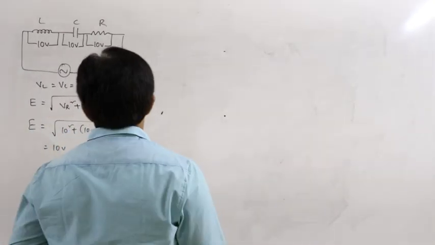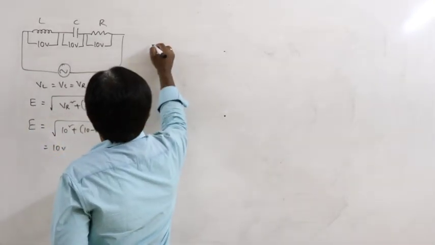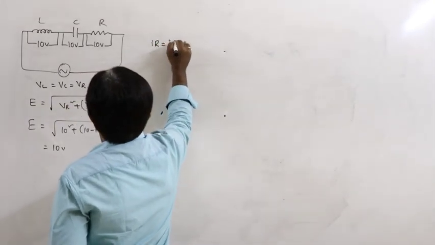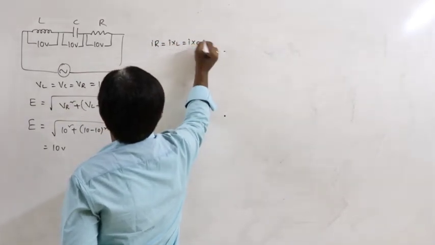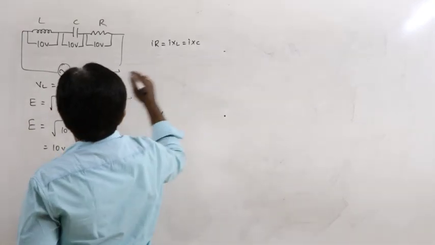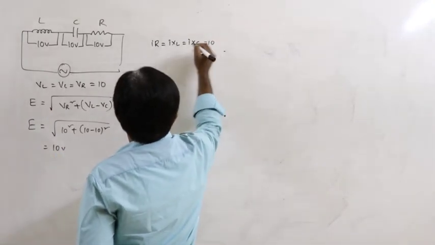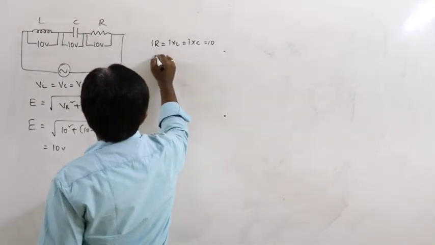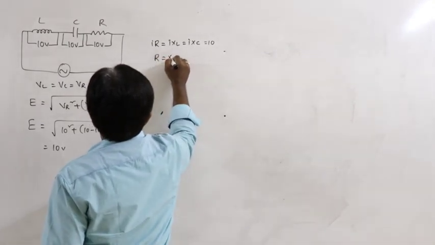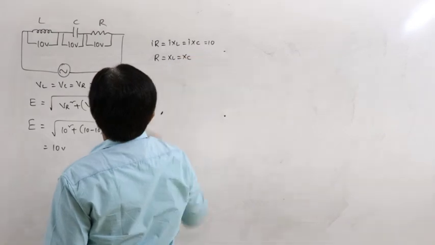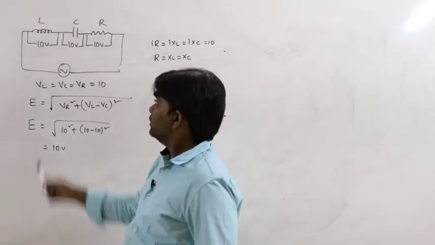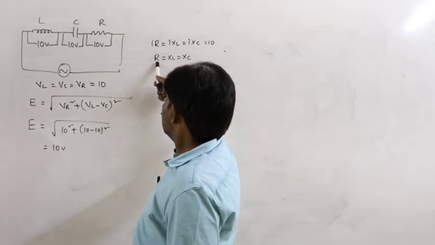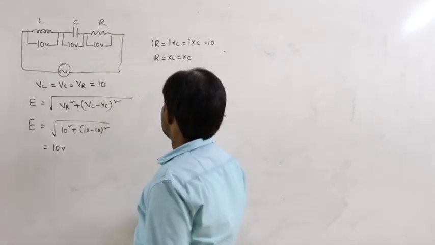10 volts. So from this, VL equals IR equals IXL equals IXC, because VL is 10. So that means R equals XL equals XC, because the current is the same. These three are connected in series, that's why the current must be the same. That's why R equals XL equals XC.